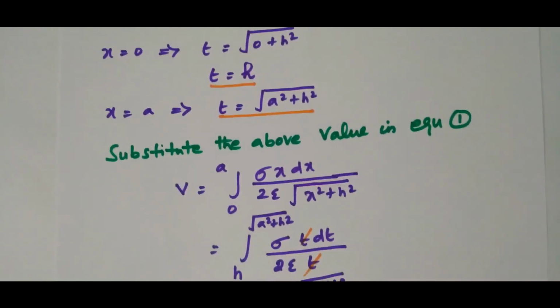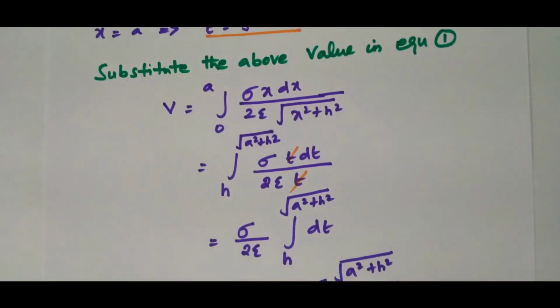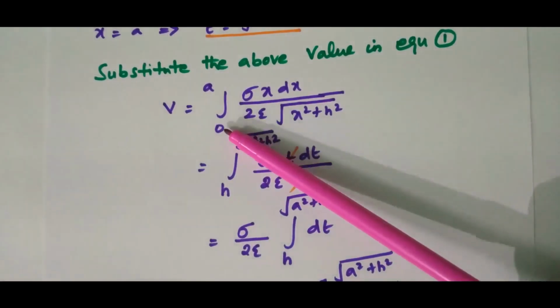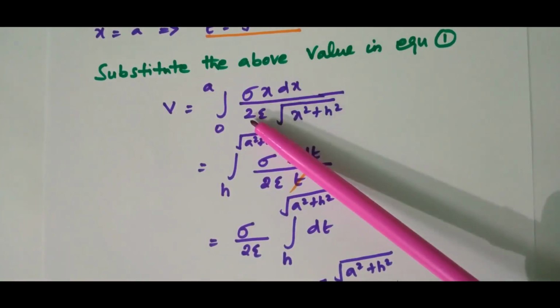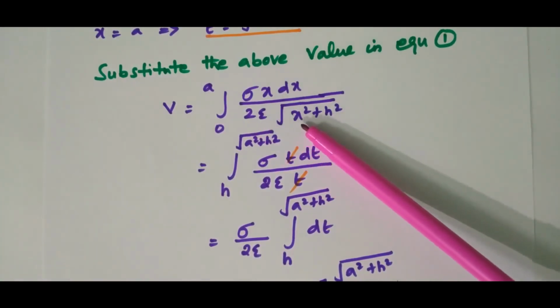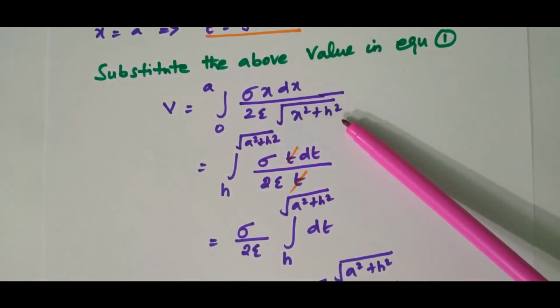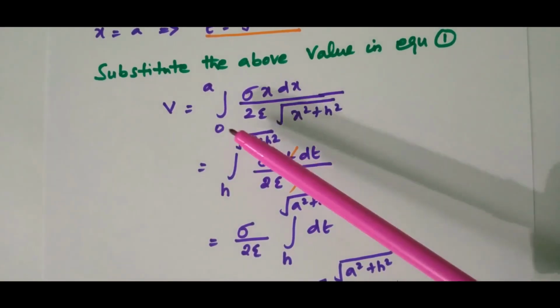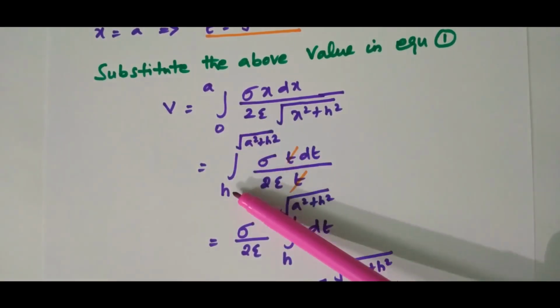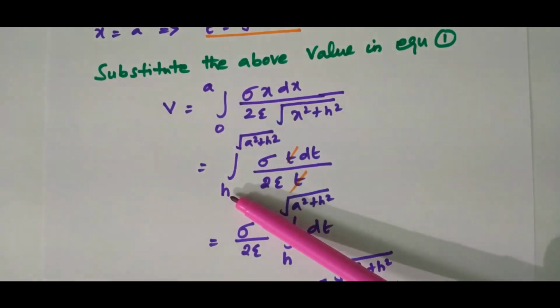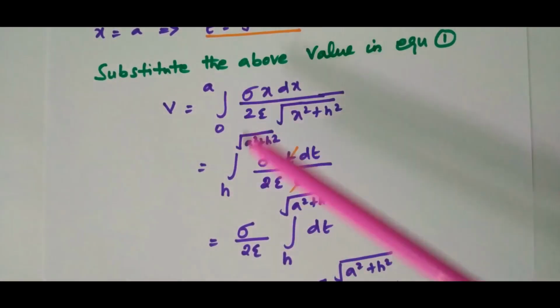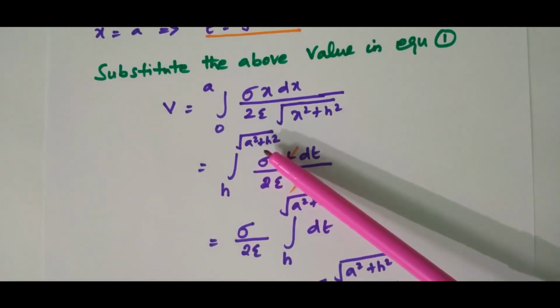All these values are substituted in equation 1. So the integral from 0 to a of sigma x dx divided by 2 epsilon square root of x square plus h square is equation 1. Now we'll replace the limits: for lower limit 0, the equivalent limit will be h. For upper limit a, the equivalent will be square root of a square plus h square.